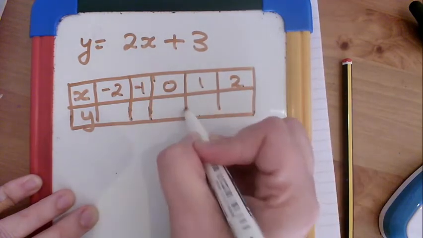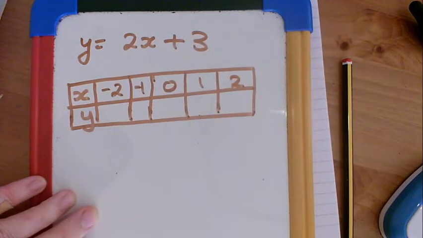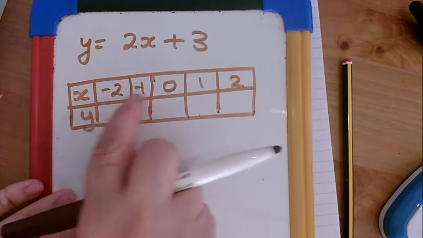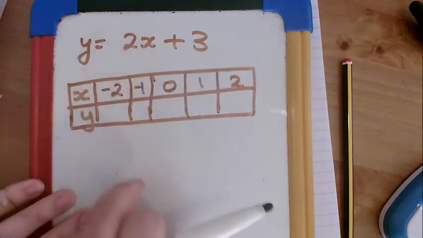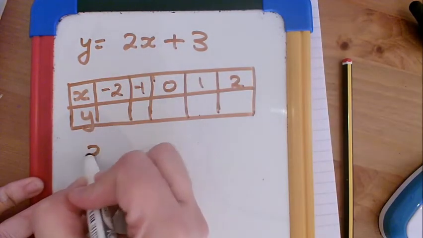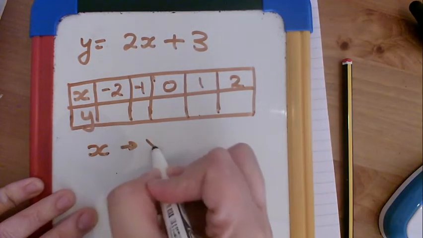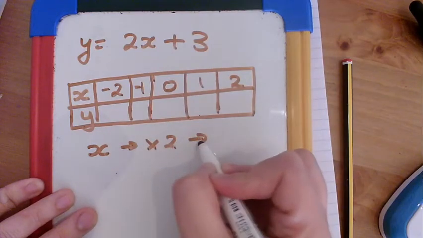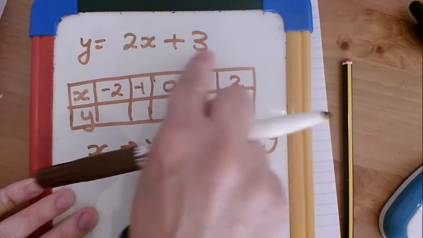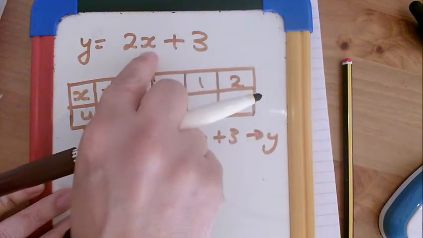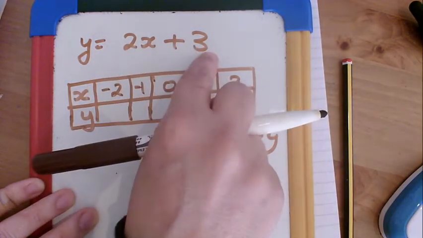There we go. Now, without a calculator, we're going to feed each of these numbers into the equation to work out what y is. So what does it tell me? It tells me that if I take an x and I double it and add 3, out will come my y. Very important you understand what that actually means. It means take x, double it, and add 3.